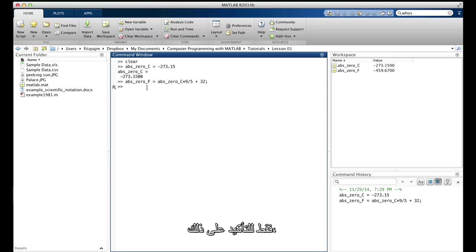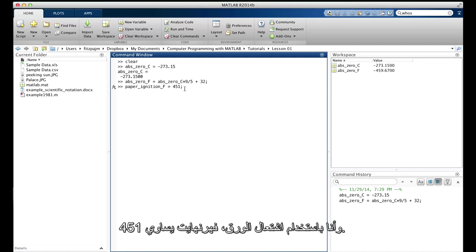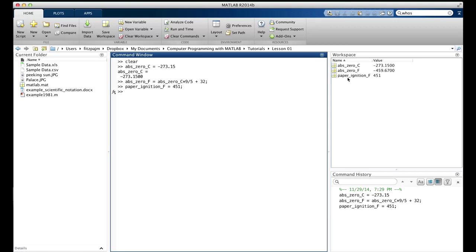Just to emphasize that, let's do one more. Sticking with the temperature theme, I'm using paper ignition Fahrenheit equals 451. There. Again, the assignment took place, but there was not this echo over here cluttering up the screen.